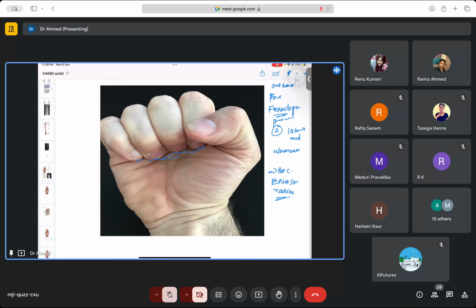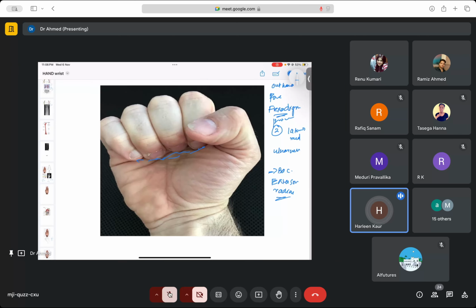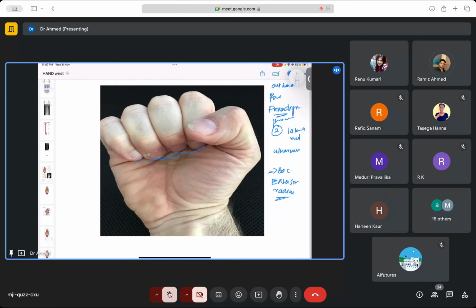So, anyone who can just give a quick overview on the median nerve and the muscles which it supplies, and the ulnar nerve and radial nerve. Just be quick, guys. So I will do it. Yes, thank you.